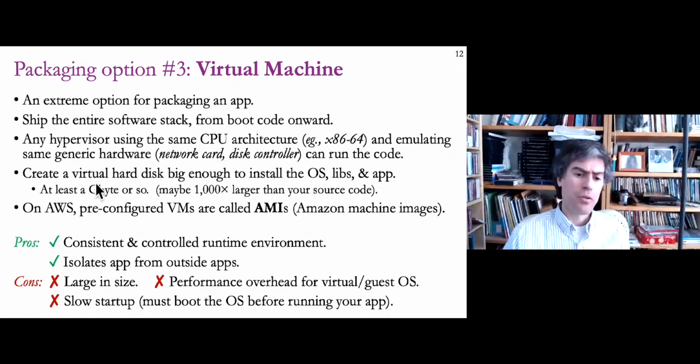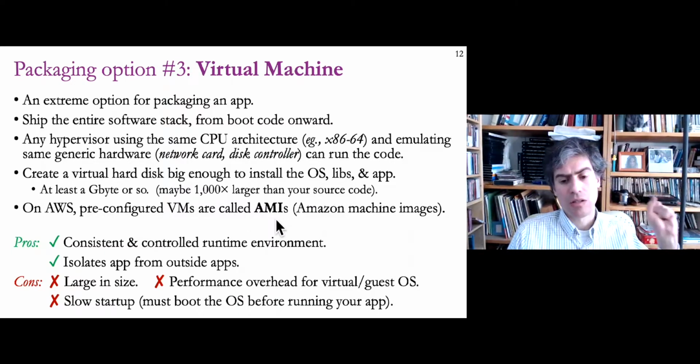So that virtual hard disk image is going to be big, at least a gigabyte, maybe up to like 8 gigabytes or so. That'll include your operating system, libraries, applications that are installed, like your applications as well as third-party applications that are required for your app to run. There are different names for those. On Amazon, there are pre-configured virtual machines called AMIs, Amazon Machine Images. You also can create your own AMIs that you've customized.